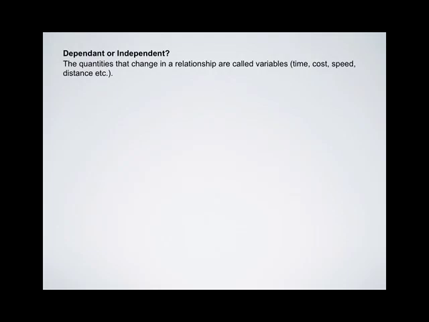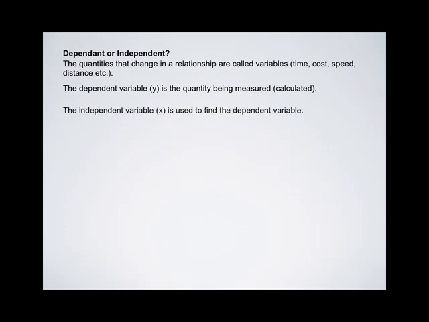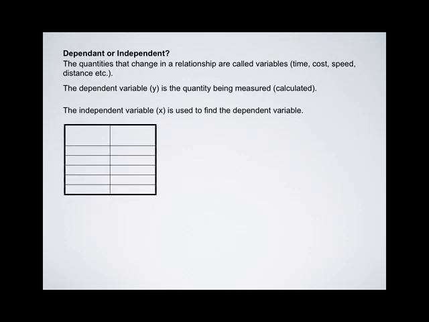The quantities that change in a relationship are called variables. Some are like time, cost, speed, or distance. The dependent variable, the one that we call y, is a quantity being measured or calculated. The independent variable, the one we call x, is used to find the dependent variable. It's the one used in the calculation.